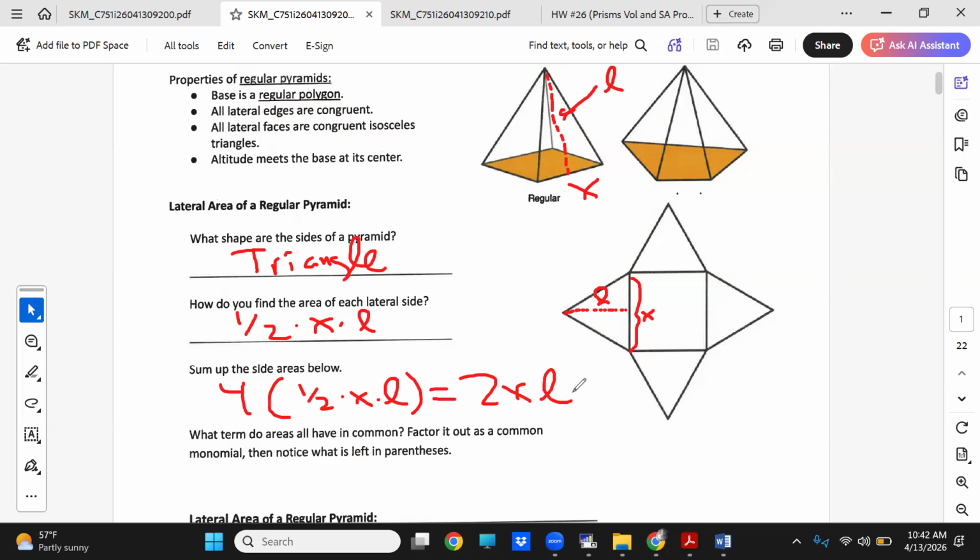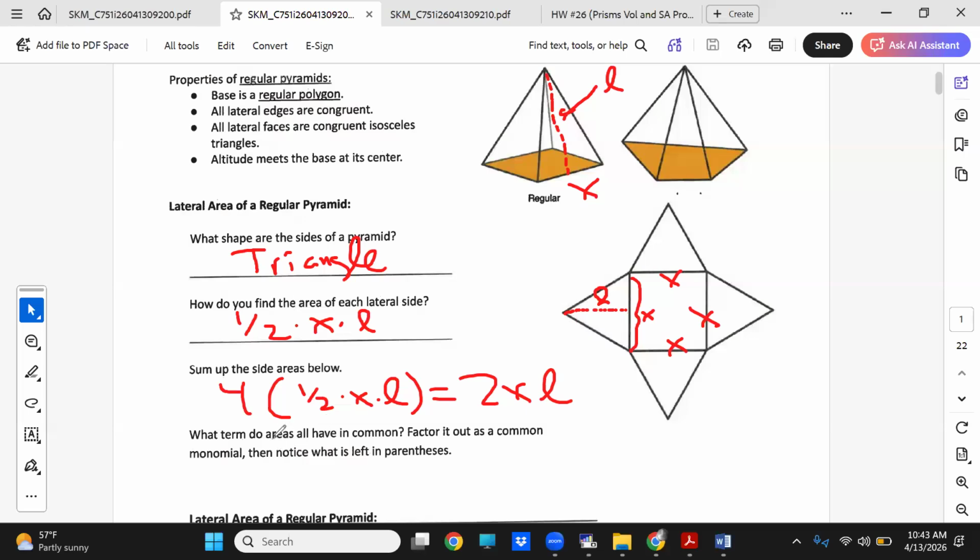What term do the areas all have in common? I'm not sure what's meant by that. Let me look at the notes. I'm a little confused by that question, what that question is asking. Oh, yeah. So if I think about it, they all have X in common.